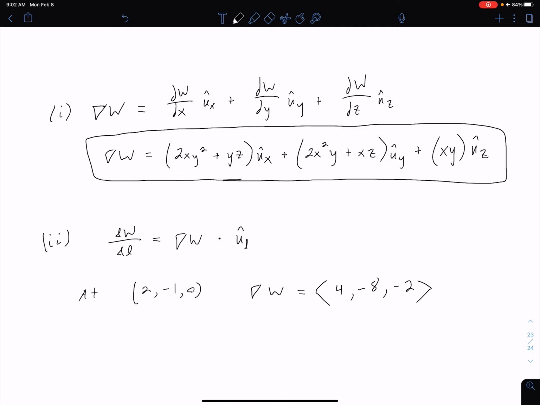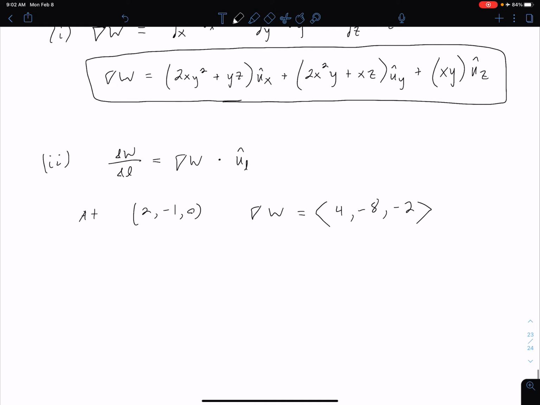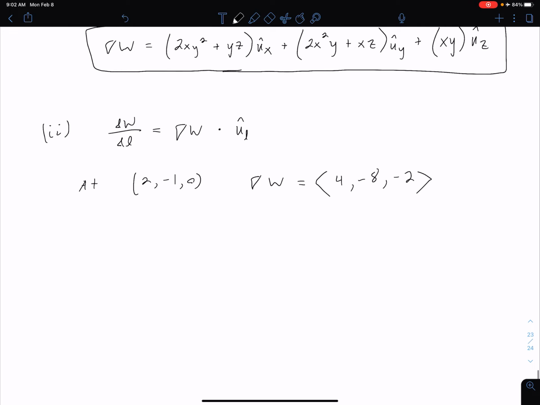And so let's keep in mind what this represents. This represents the direction of maximum increase, and if we took the magnitude of that, we would get the value of that maximum rate of change. Okay, so now what we can say is dw dl is equal to, and we know this gradient at that point is (4, -8, -2).